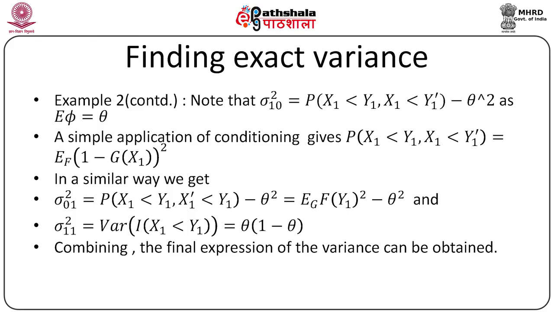Similarly, we find sigma square 0,1 as expected value of f square y1 minus theta square. Since indicator of x1 less than y1 has a Bernoulli distribution with parameter theta, we get sigma square 1,1 as theta into (1 minus theta). Combining all this, the final expression follows.